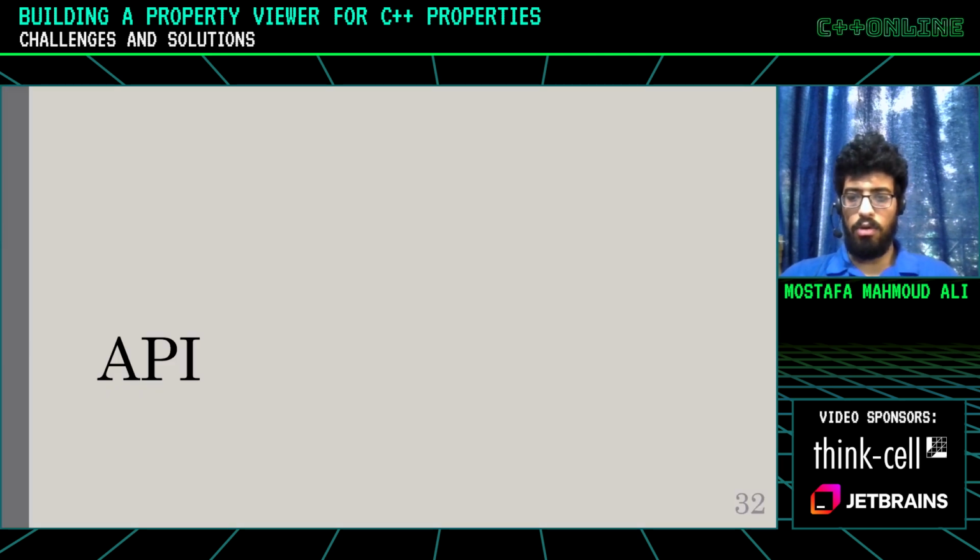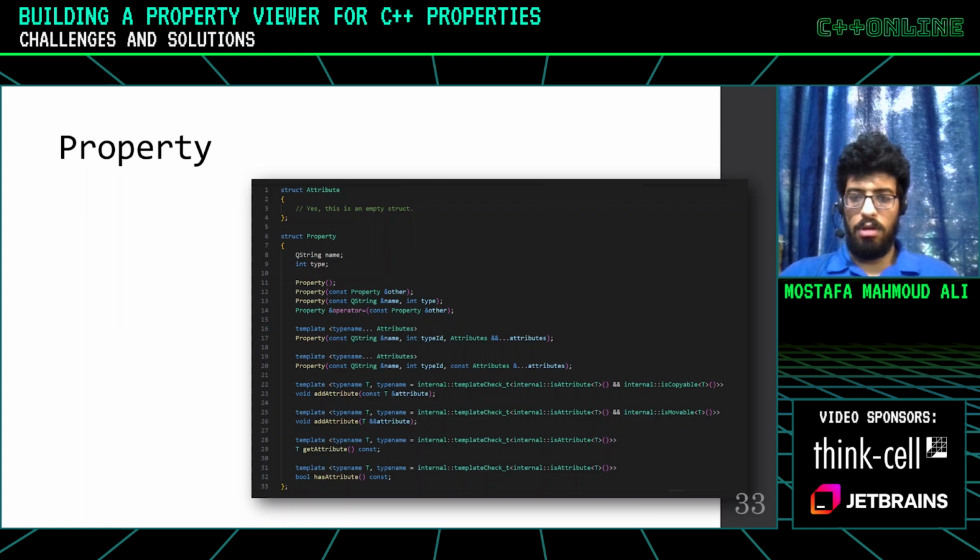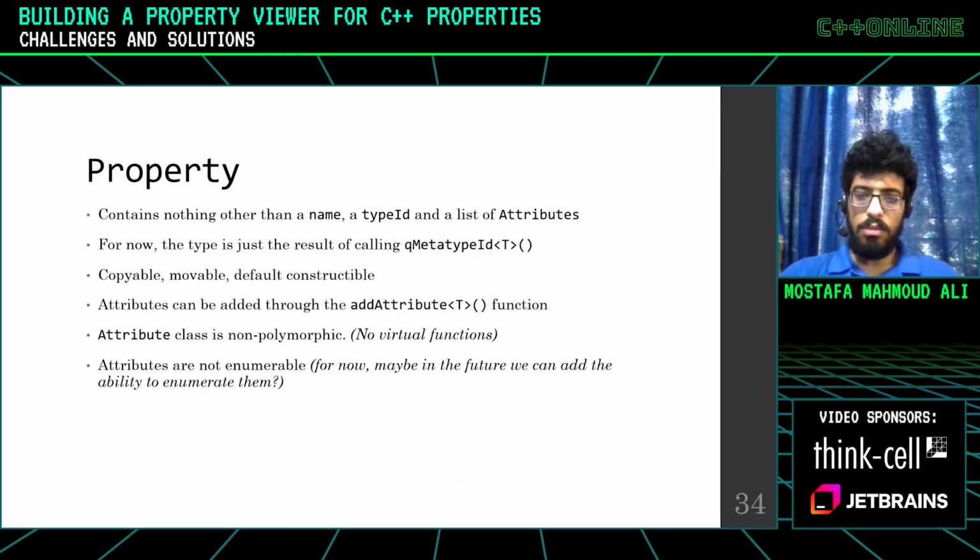So how does the API for all of this look like? For all of this to work, I had to implement a property class that I can use to hold the property name, type, and all its attributes. The property struct is a very simple struct. It contains nothing but the property name and the property type and a list of attributes. For now, the type is the simple value of calling the templated QMetaTypeId function for any given type. The structure is copyable, movable, and default constructible.